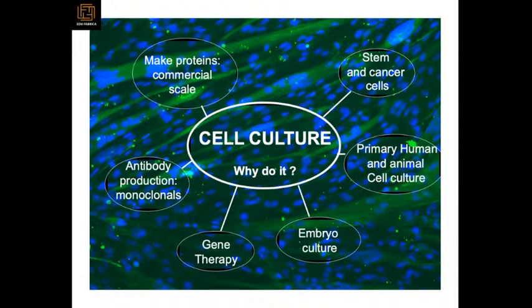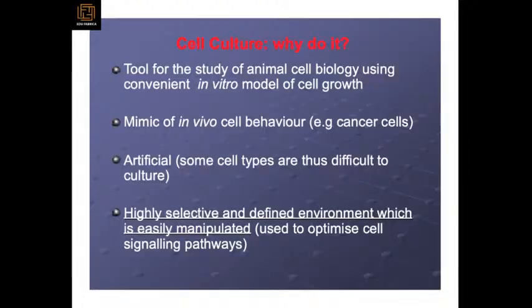So cell culture, why do we do it? We do it for embryo culture, primary human and animal cell culture, stem and cancer cells, making proteins on a commercial scale, antibody production, monoclonals. All these things are done in order to do so. Further, this is a tool for animal cell biology, and it can mimic in vivo cell behavior, and a highly selective and defined environment is required to manipulate it.